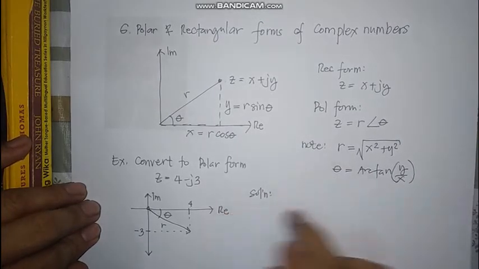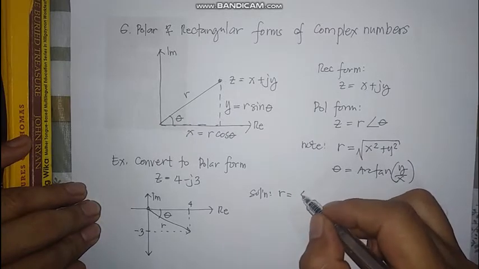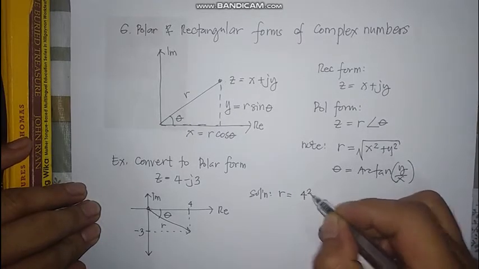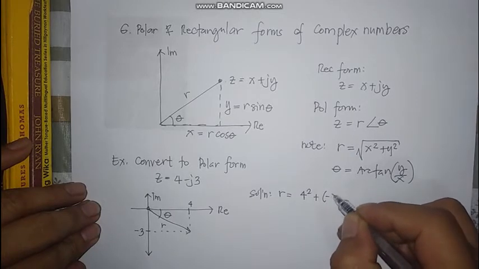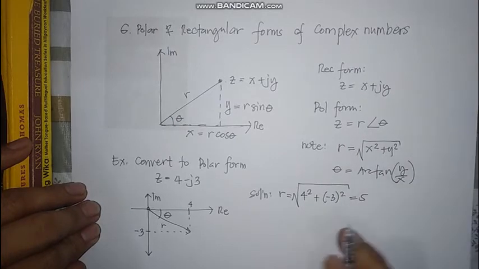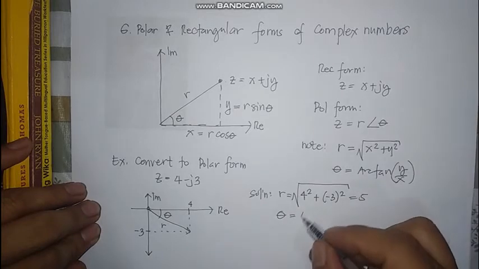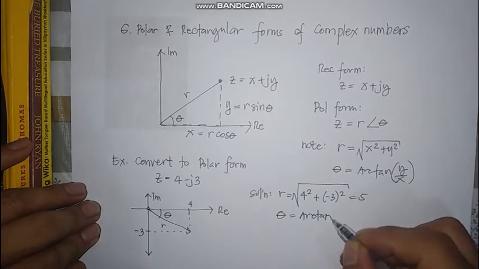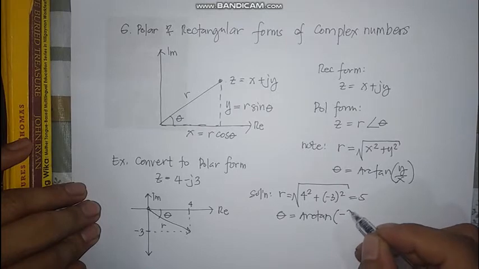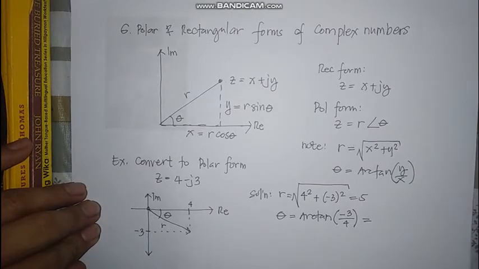Now to solve this problem, all you have to do is solve for r, which is equal to the magnitude, that is the square root of the square of 4 plus the square of negative 3, which becomes 5. And to solve for the angle theta, that is equivalent to the arctangent of the imaginary part over the real part. Now take out your calculator and solve this one. Make sure your calculator is in degree mode.